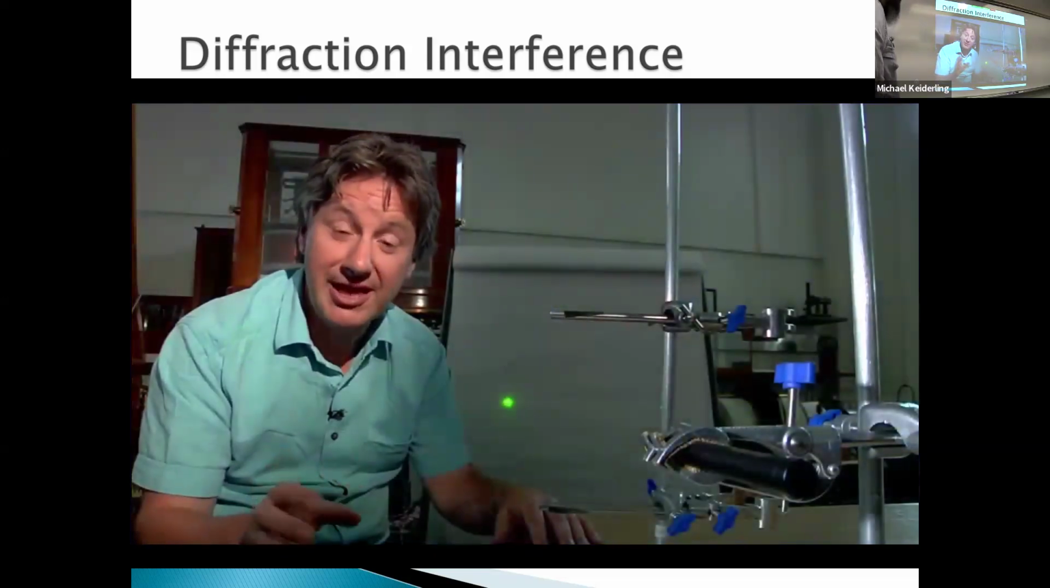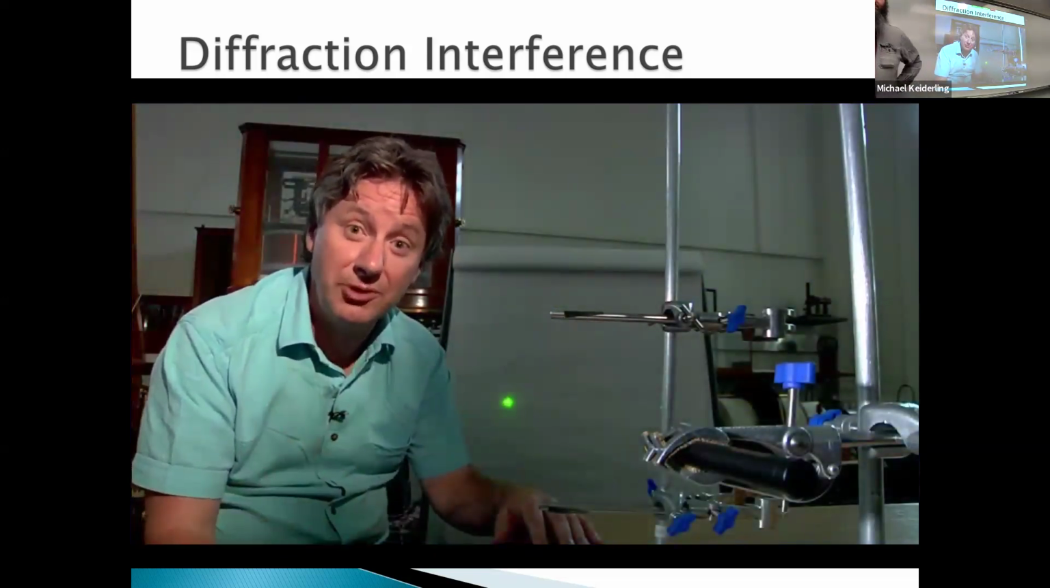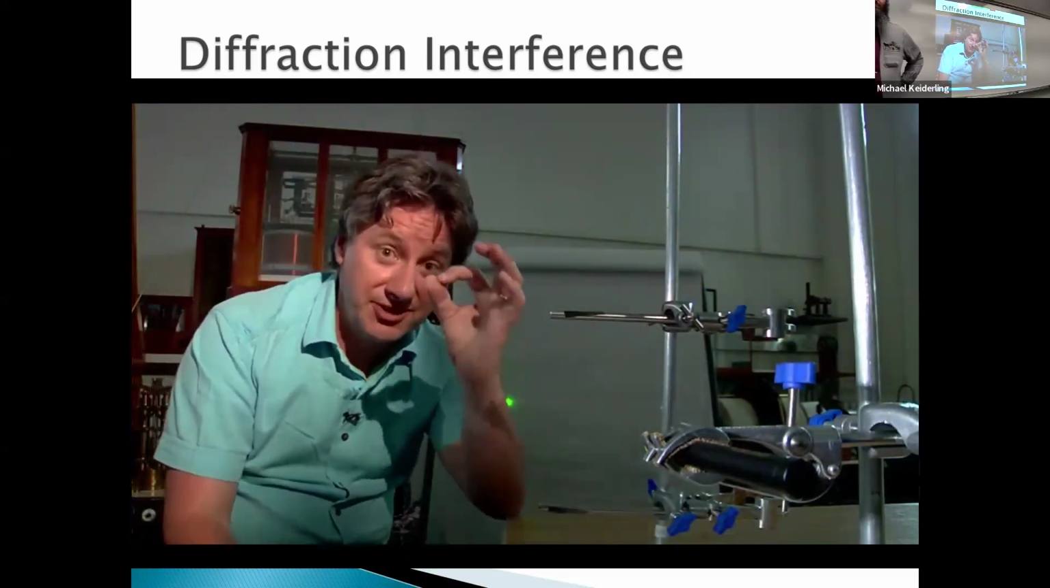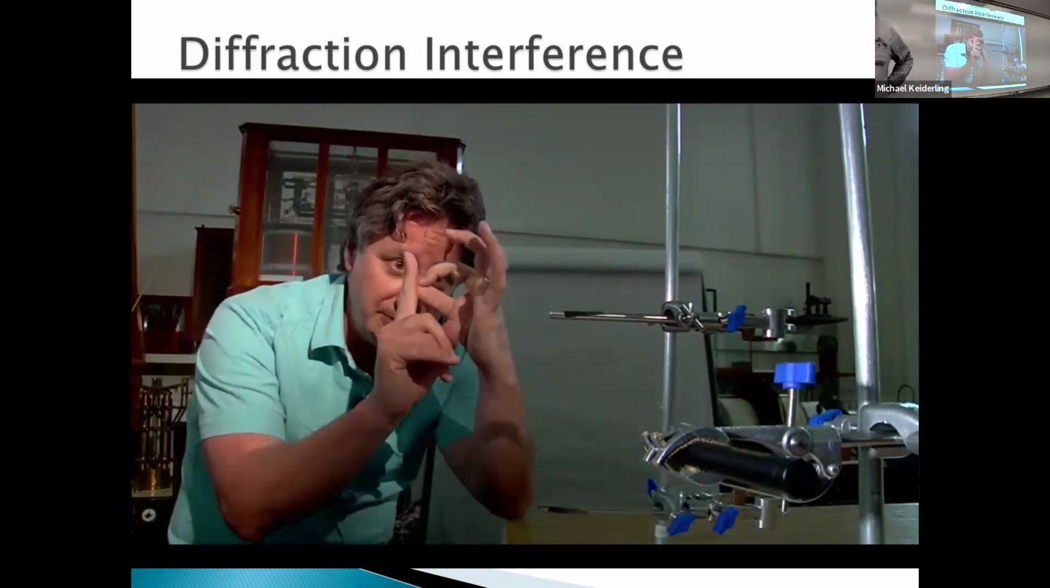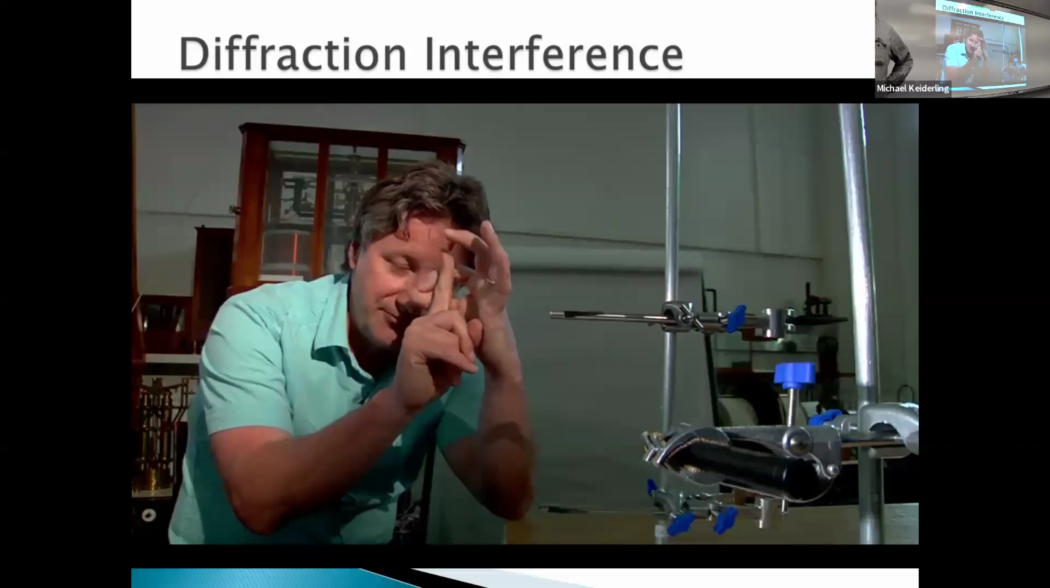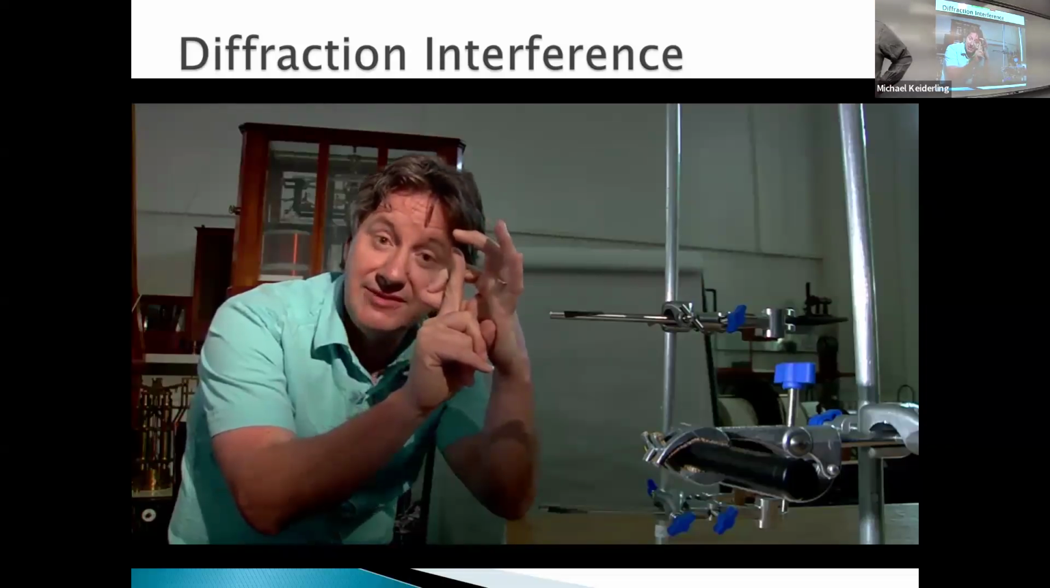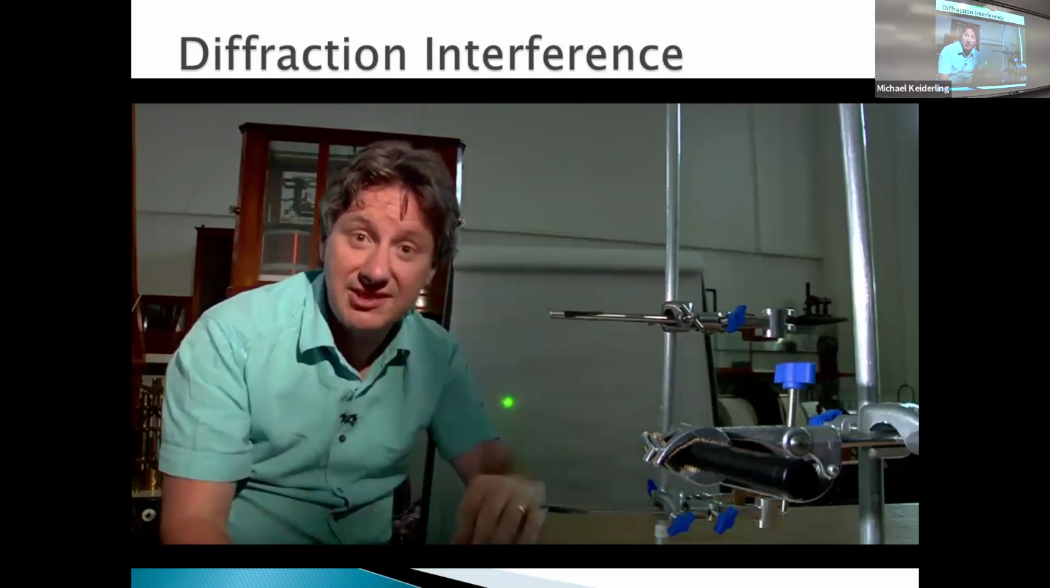Most people expect to see a shadow where the wire blocks some of the laser light. So if this represents the circle on the screen, then most people expect the wire to come in front of the spot and leave a shadow. Let's see what actually happens.